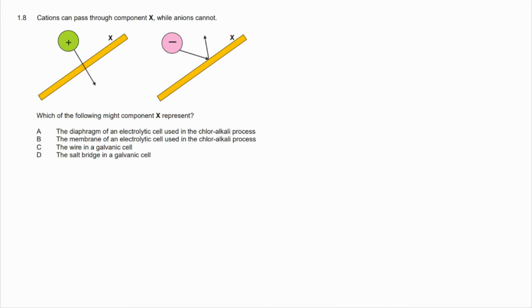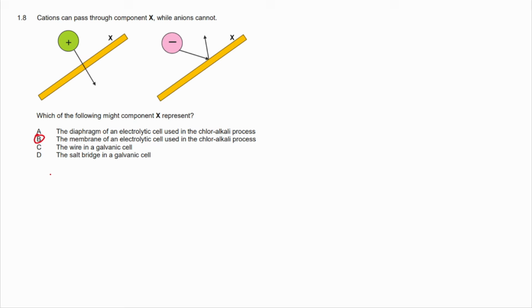Okay, moving on a bit more. This question is pretty much pure theory. Cations can pass through component X while anions cannot. Which of the following might component X represent? We need to know the different cells in the chloralkali process, and we know that the membrane doesn't allow anions through. So we know immediately that component X is the membrane of an electrolytic cell, so it's in the membrane cell.